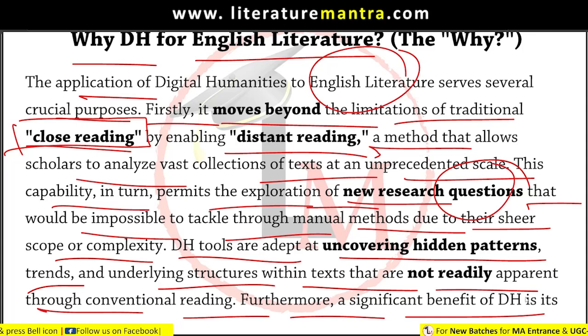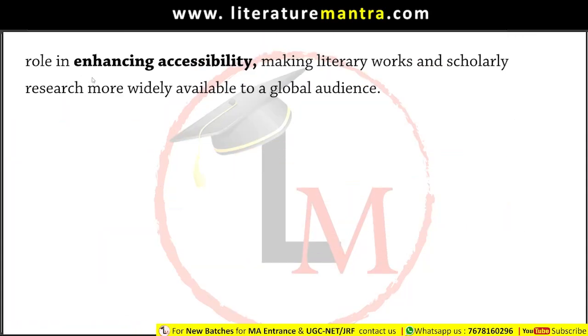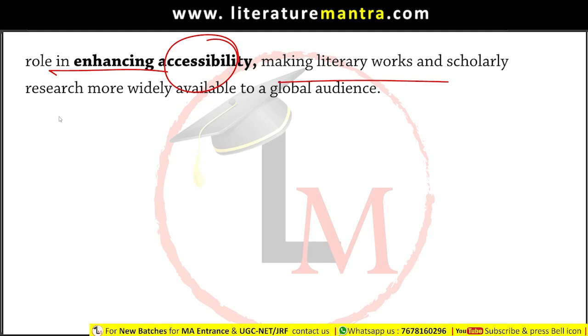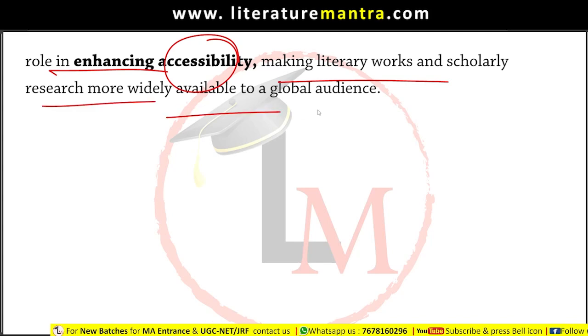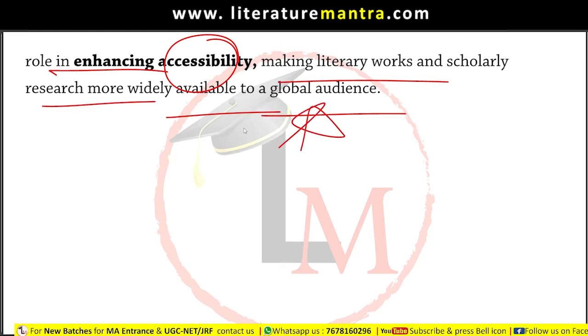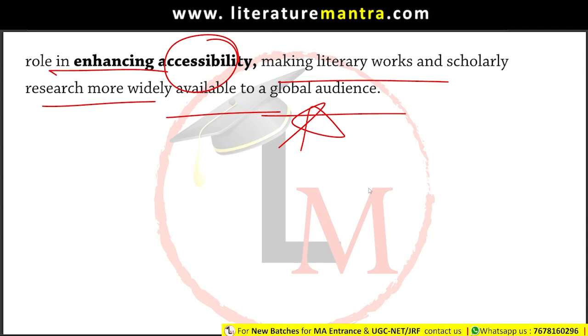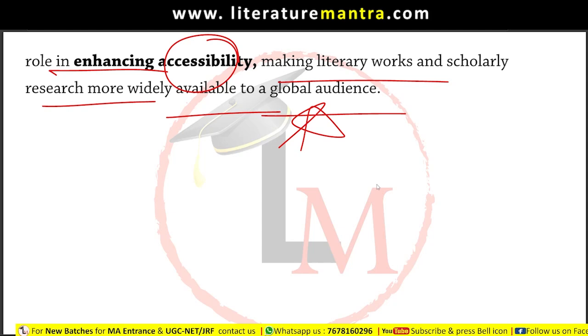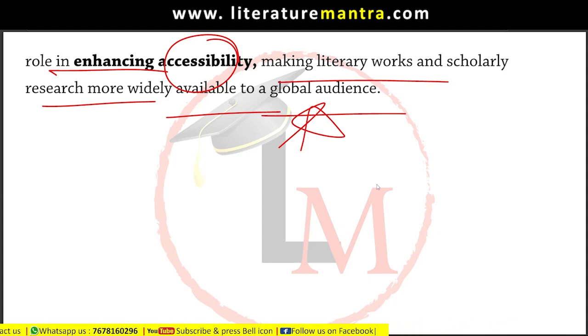Furthermore, a significant benefit of digital humanities is its role in enhancing accessibility, making literary works and scholarly research more widely available to a global audience. Now just think about it. Now suppose there is a digitized version of a rare manuscript hosted on a server in the United States, but a researcher sitting in India can access that rare manuscript with permission also, obviously, and can apply a variety of computational methods and techniques and finally draw some insights.